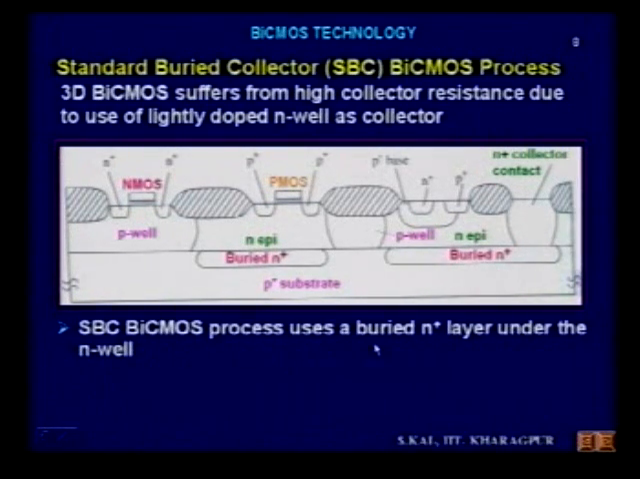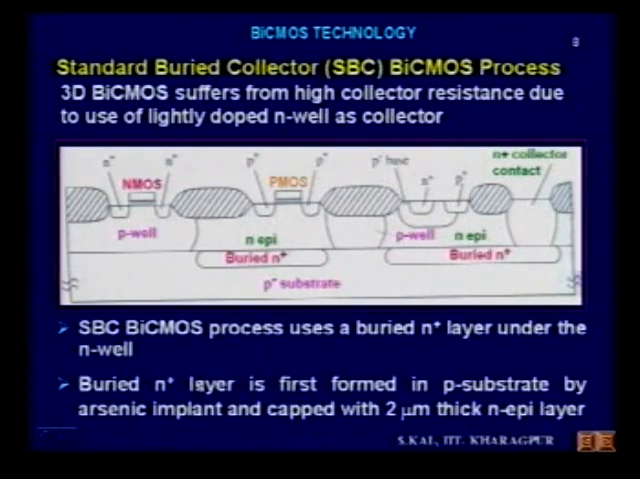The SBC BiCMOS process uses a buried N plus layer under the N well. This is the N well for PMOS formation. Below that, we have used the N plus buried layer. The buried N plus layer is first formed in the P substrate by arsenic implant and capped with a 2 micron thick epi layer.